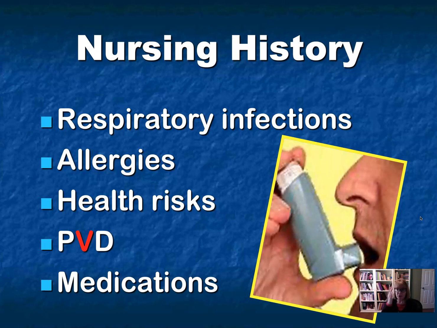The first thing we want to do, obviously, is get some history on that client and then do some physical assessment. So when it comes to getting a nursing history, we want to look at their history of respiratory infections. What kind of infections have they had? Are they prone to asthma? Are they prone to getting bronchitis every winter? What puts them at risk?